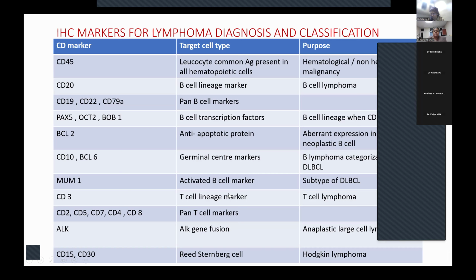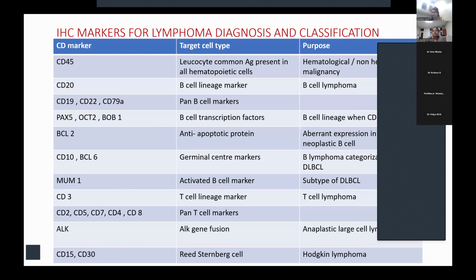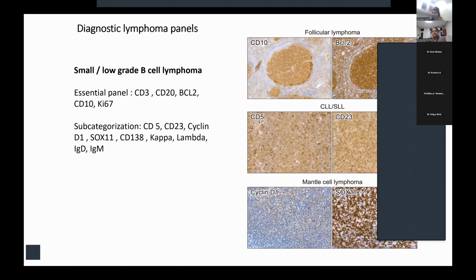Coming to T cells, the most commonly used T cell lineage marker is CD3. Apart from this, you can also use pan T cell markers like CD2, CD5, CD7, CD4, and CD8. ALK is used to identify the ALK gene fusion in anaplastic large cell lymphomas, and also CD15 and CD30, as we all know, are used to identify the Reed-Sternberg cells in Hodgkin's lymphoma. So using this panel or a basket of markers, we can build up diagnostic lymphoma panels.